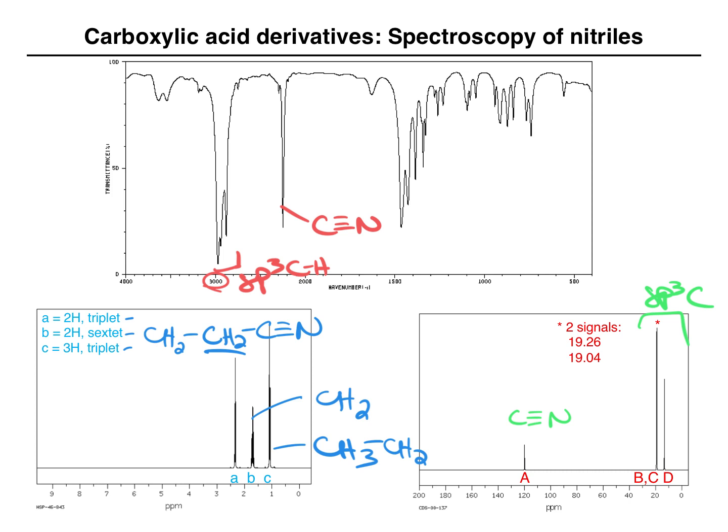So putting all this information together, we have butanenitrile. In IR, we see our sp3 CHs and our nitrile. In proton NMR, this would correspond to signal A, B, and C. And in C13 NMR, this would correspond to A, B, C, and D.